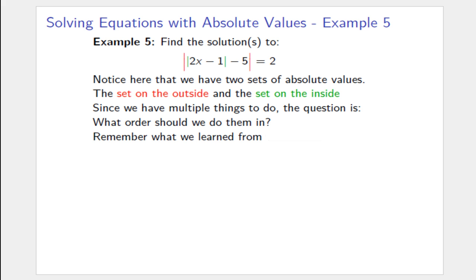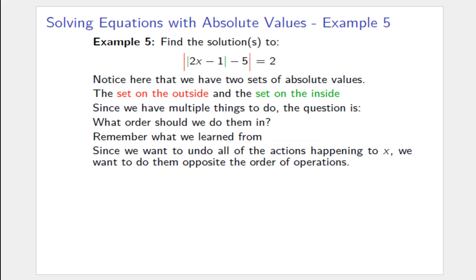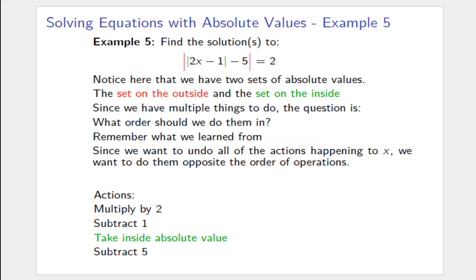Remember what we learned from Frog and Toad. Since we want to undo all of the actions happening to x, we want to do them opposite the order of operations. Well, what actions happen to x? First, we multiply x by 2. Next, we subtract 1. Then we take our first set of absolute values, the inside ones. After that, we subtract 5 and take the outside absolute value.